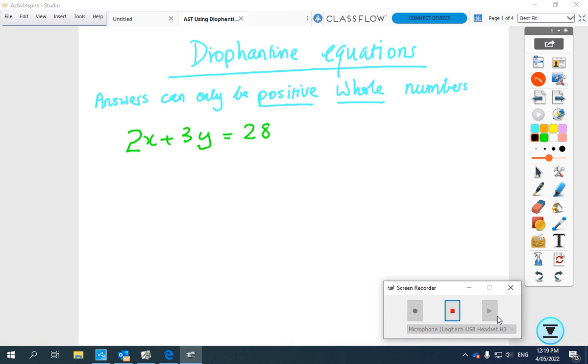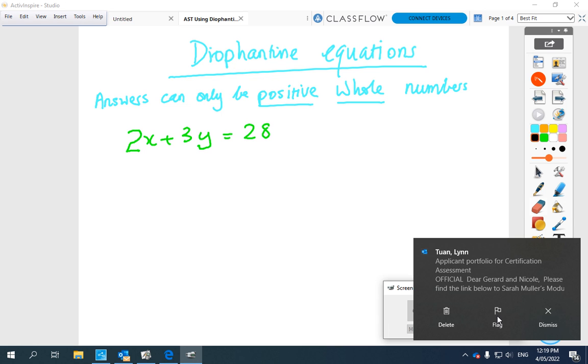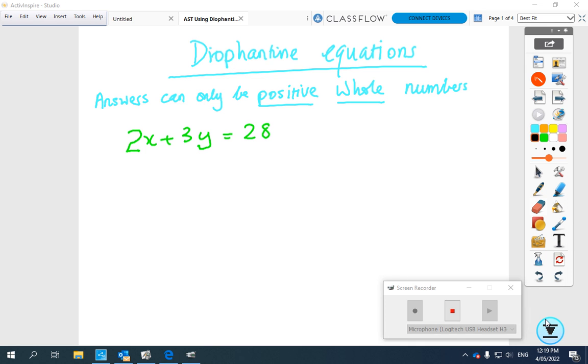Looking at a topic that comes up in the AST, and it's not actually called Diophantine Equations, but it involves Diophantine Equations, and it comes up mainly in the multi-choice. And here's an example of the skills that are involved. You don't actually get an equation, but you get variables, and in this particular case I've said 2x plus 3y equals 28. But you only get one equation, so you have to work out what sort of values you can have.